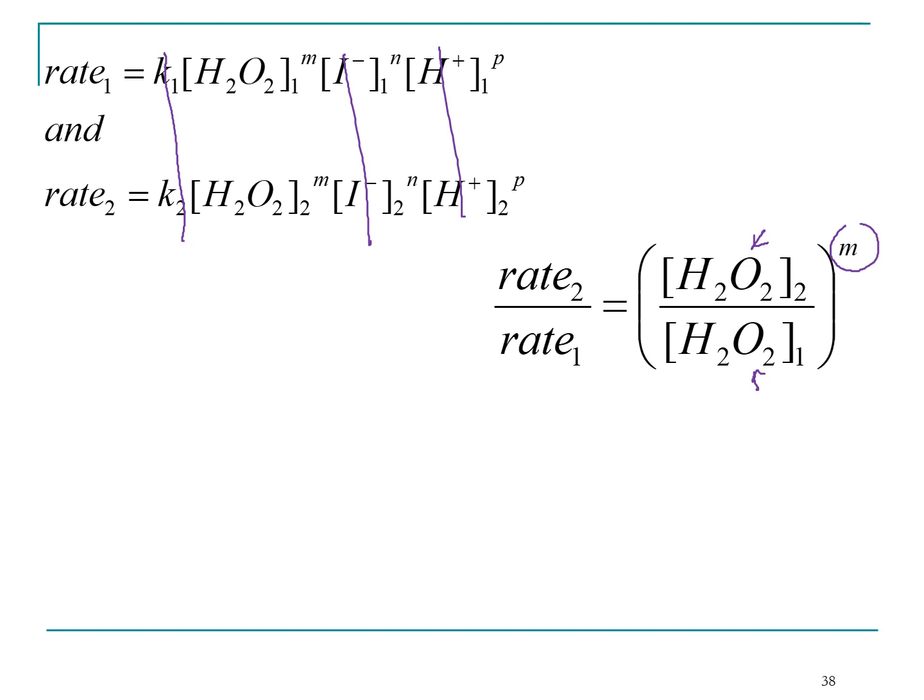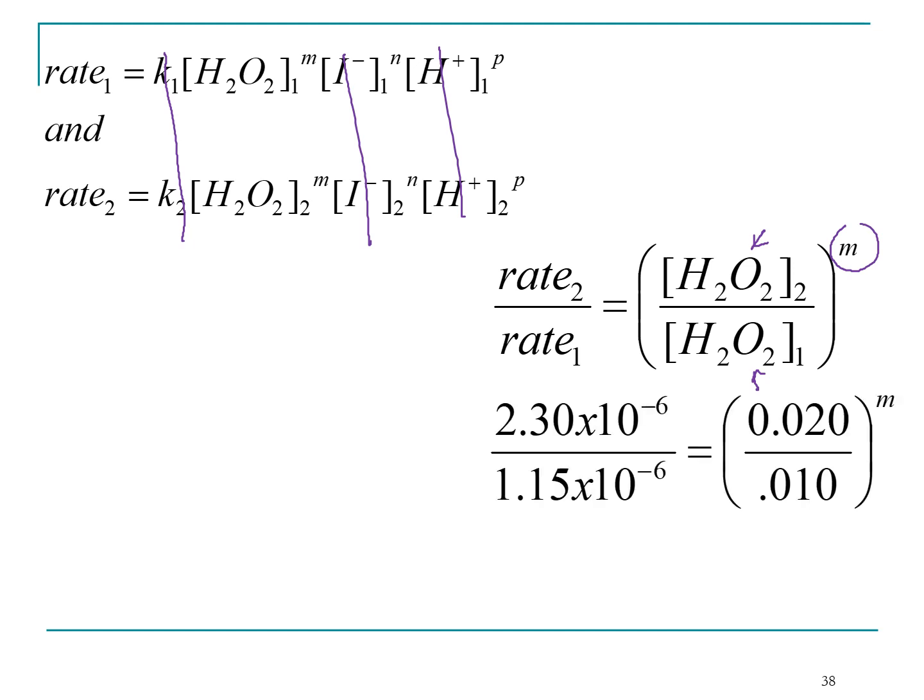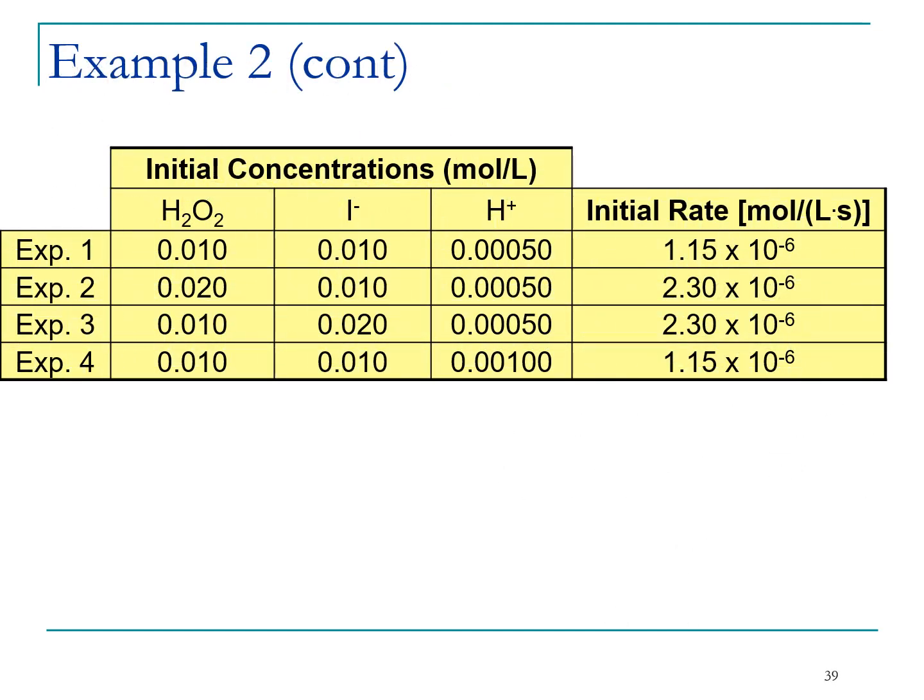And when we plug that data in, the rate for the second trial over the rate for the first trial equals the concentration for the second trial divided by the concentration for the first trial raised to the M. That turns out to be 2 equals 2 to the M, so M has to be equal to 1. So now we know what M is, and we can move on and find 2 experiments where I negative changes. So let's look at that.